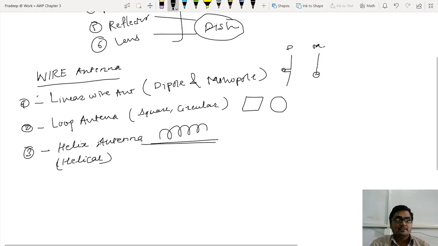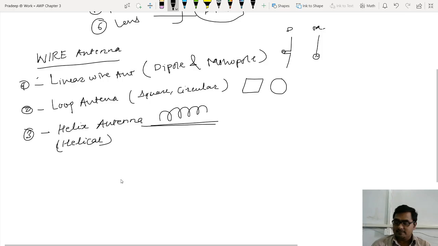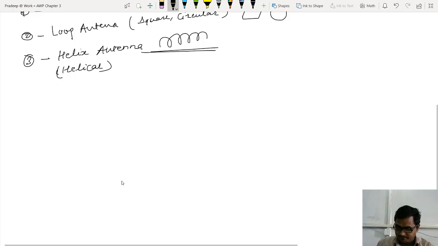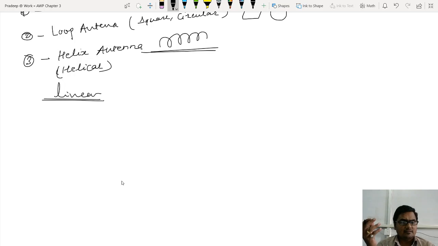Okay, come to the wire antenna. Again, we have classified it as linear, the loop and the helix. Now, if I consider linear, let me write it here. Then what does this linear mean exactly? It can be a single wire or it can be a double wire. For example, this is a single wire, and it can radiate.